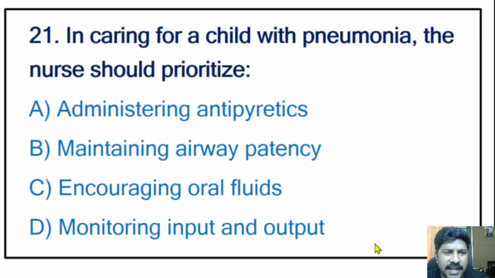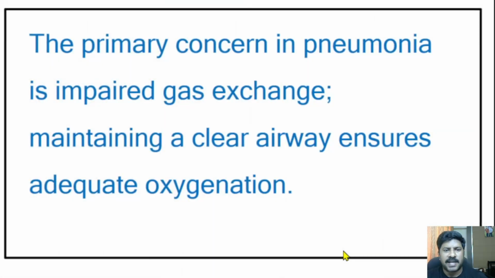Next question. In caring for a child with pneumonia, the nurse should prioritize: administering antibiotics, maintaining airway patency, encouraging oral fluids, monitoring input and output. The main thing is maintaining airway patency when caring for a child with pneumonia. The primary concern in pneumonia is impaired gas exchange. Maintaining a clear airway ensures adequate oxygenation.